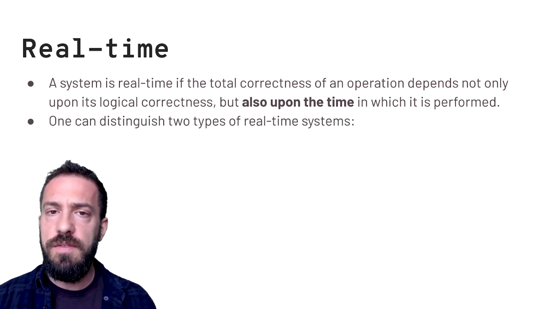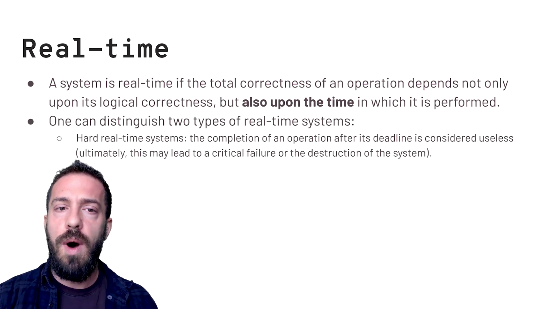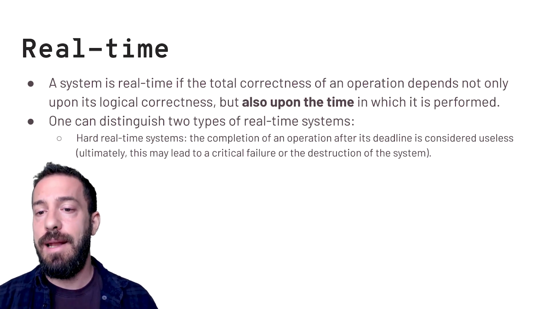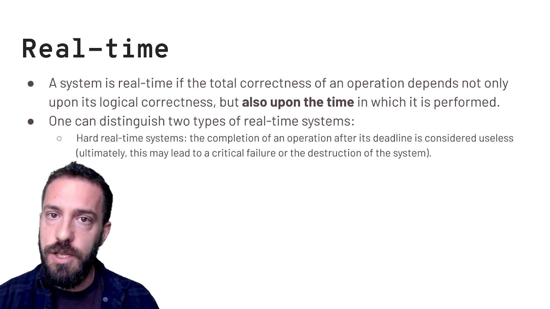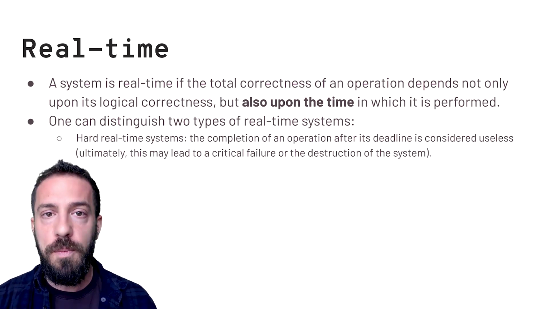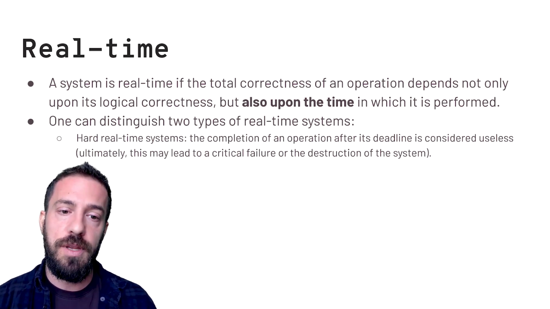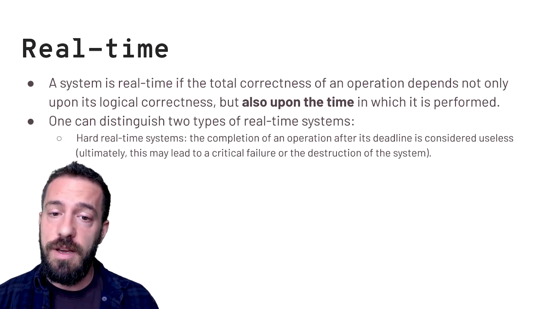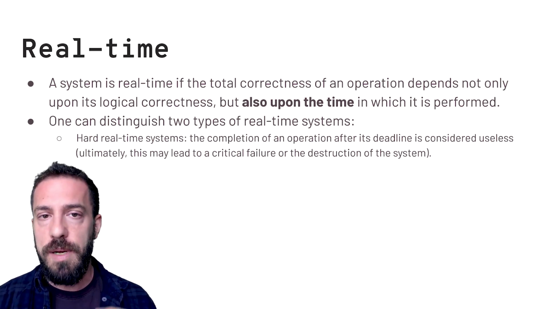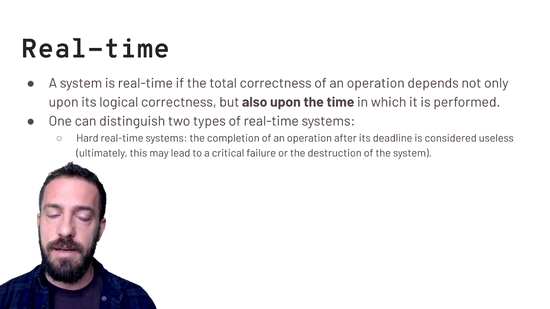And we can see two different types of real-time system. One is hard real-time. That means that once you pass a deadline, then it's useless. You can't do anything about it. You have to absorb the fact that you didn't respond in time, and this may lead to a critical failure or destruction of the system. So hard real-time means completion within the deadline is very critical.